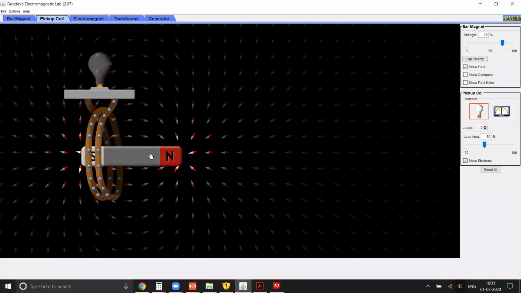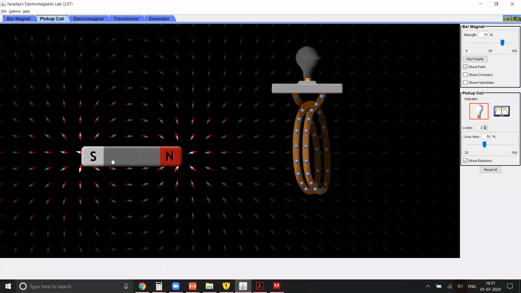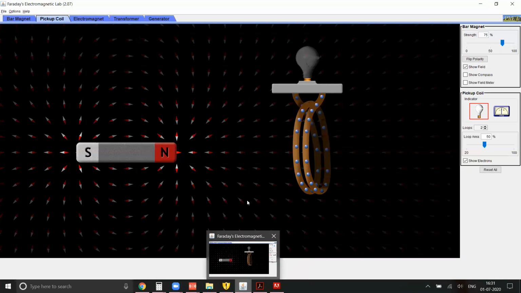Okay, sir, got it. You got your answer? Yes, sir. Sir, but when we move the magnet away from the coil, not talking about away at all. Concentrate one by one. You will get confused. So just concentrate on the activity which I'm saying. So don't forget about moving away as of now.